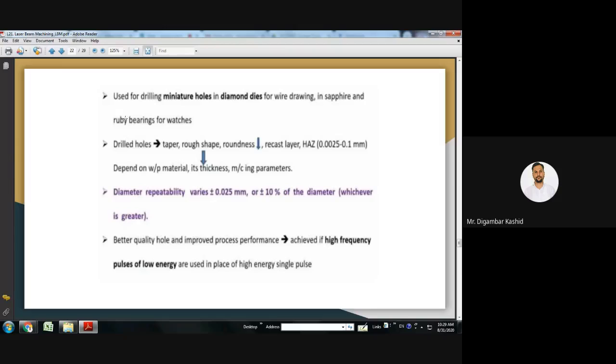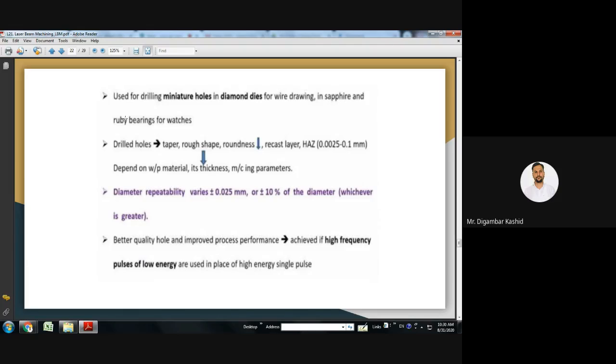Again, the drilled holes may have taper, a rough shape, or poor roundness. There is also a recast layer on the drilled zone, or heat affected zone, which is 0.025 to 0.1 mm only. To reduce that recast layer, it depends on the workpiece material, its thickness, and the machining parameters.